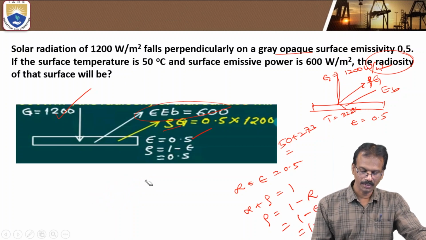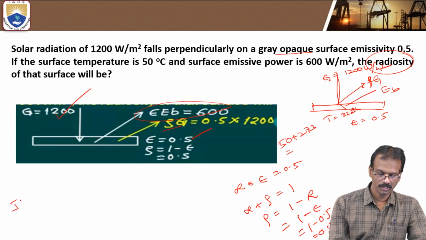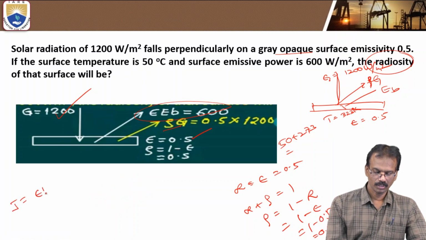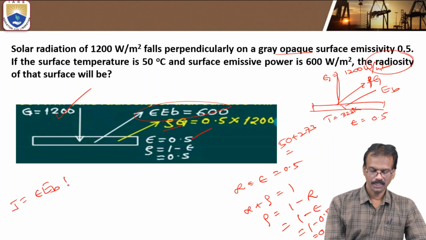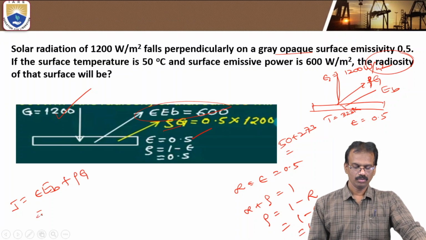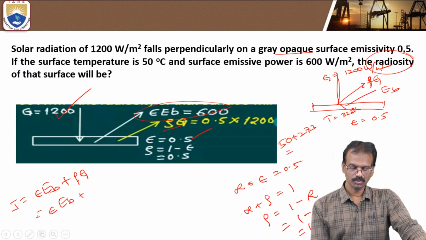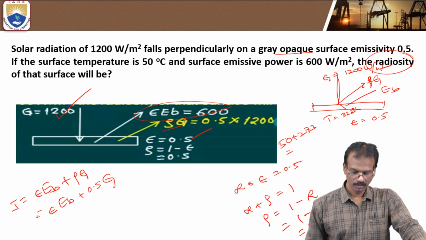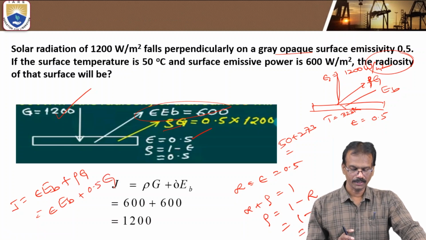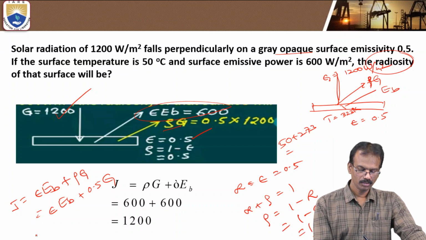Then for finding the radiosity, you know that radiosity J is equal to epsilon EB, the emitting energy, plus the reflecting energy, rho G. So it means J is equal to epsilon into EB plus rho, which is 1 minus epsilon, equal to 1 minus 0.5, means 0.5 into G. So then the final value is like this. Okay. So if you solve this one, you will get this.